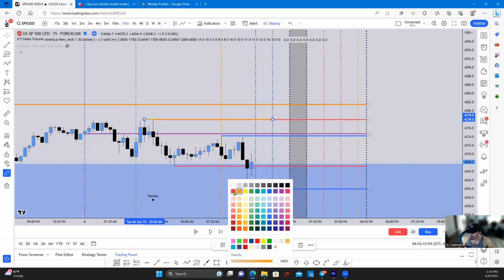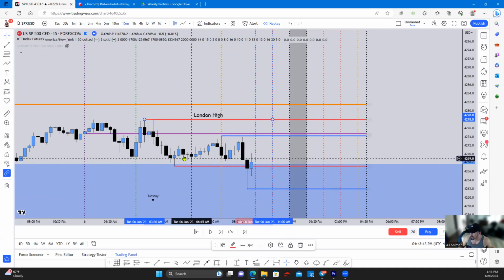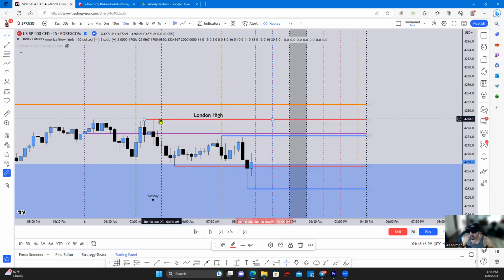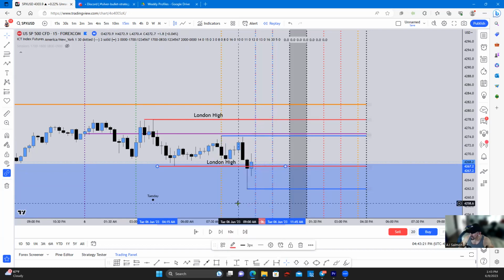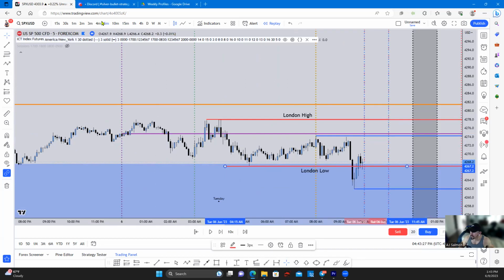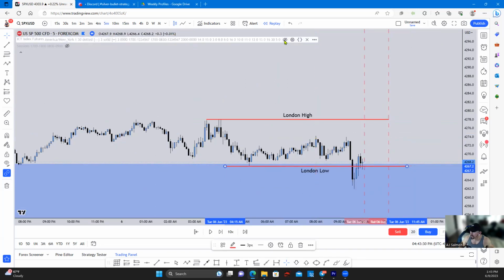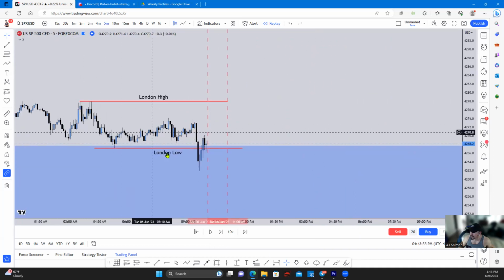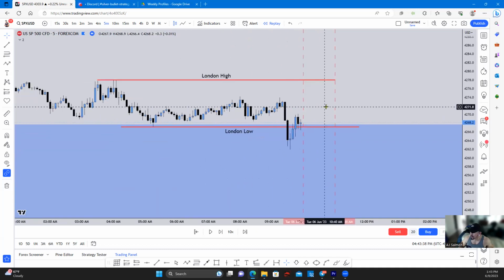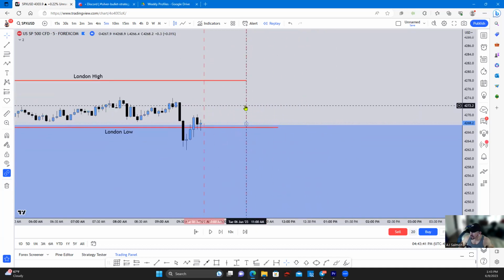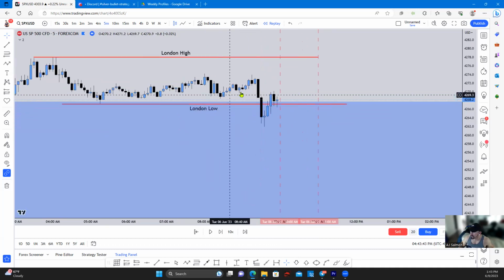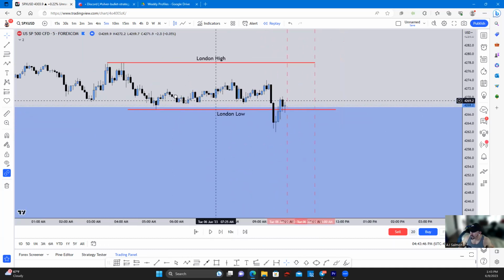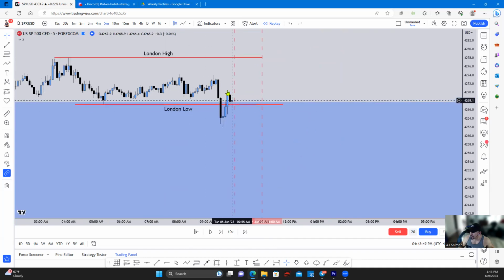We'll make this red and label it London high. We can copy it down below. This was the London low. And I have these saved as presets. Okay, so when we drop down to the 5-minute and turn this off now, you can see this was your London session here. So coming into this 10 to 11 a.m. trading window, we can see that the London low was taken out as liquidity.